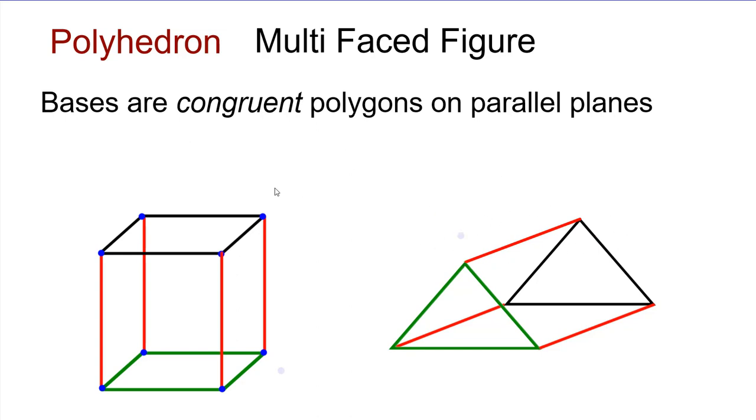So it can't be the base because it's not a congruent polygon on the parallel plane. So there's not another rectangle that's above it. Now there's a rectangle on the sides, but not one directly parallel to it on the top. So that means our base has to be a triangle.